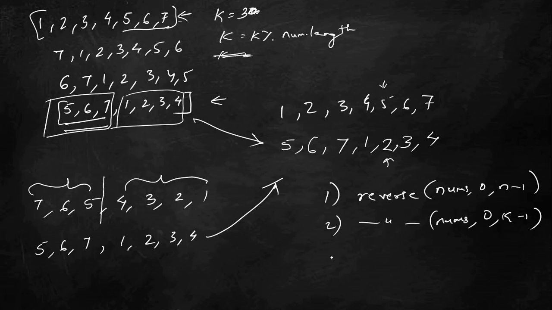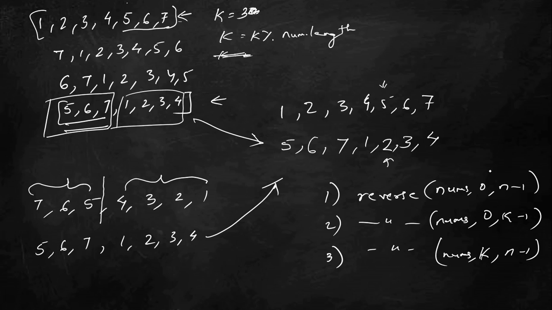So it will be k minus 1, and the third step will be, again I am calling the reverse, and this time it is only for this part. So it will start with k, it is 0 indexed, so it will start with k till n minus 1, and in these 3 steps we will be able to solve the same thing.